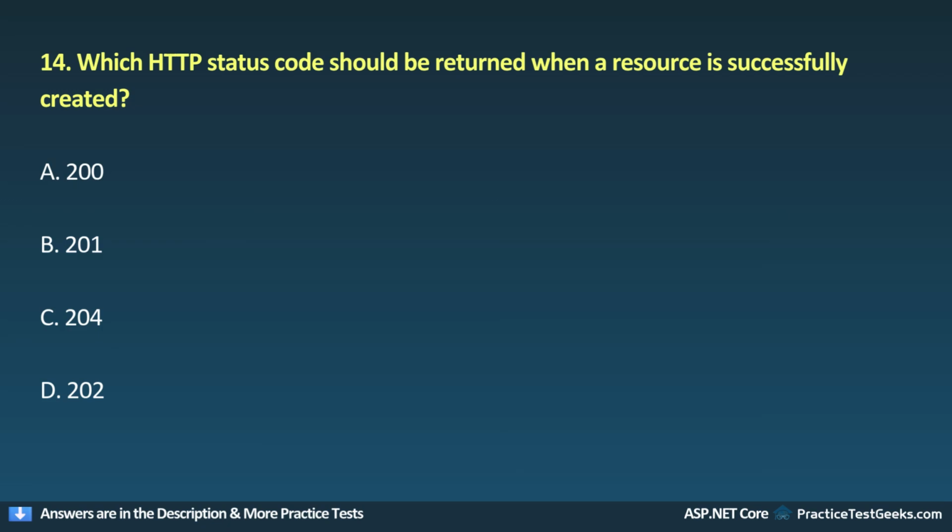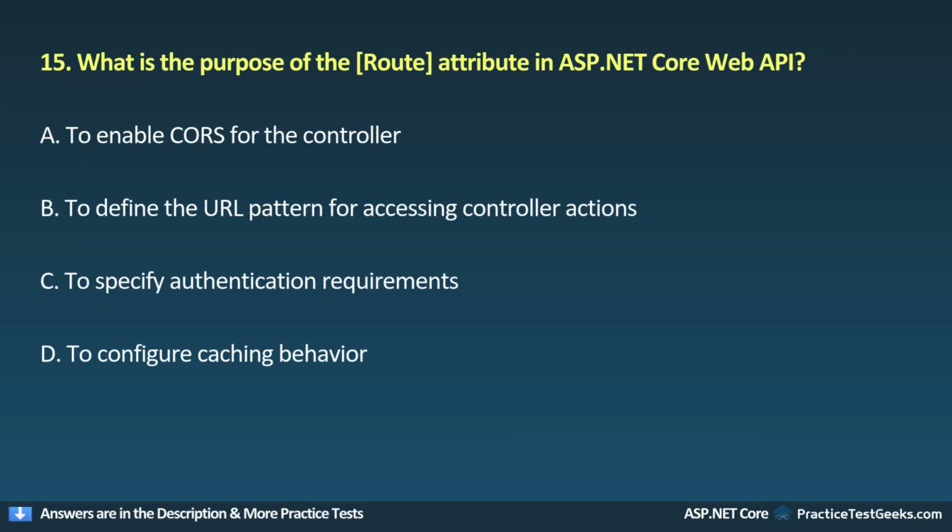A. 200. B. 201. C. 204. D. 202. 15. What is the purpose of the Route attribute in ASP.NET Core Web API? A. To enable CORS for the controller. B. To define the URL pattern for accessing controller actions. C. To specify authentication requirements. D. To configure caching behavior.